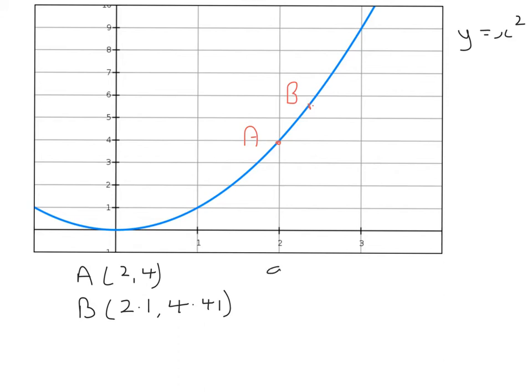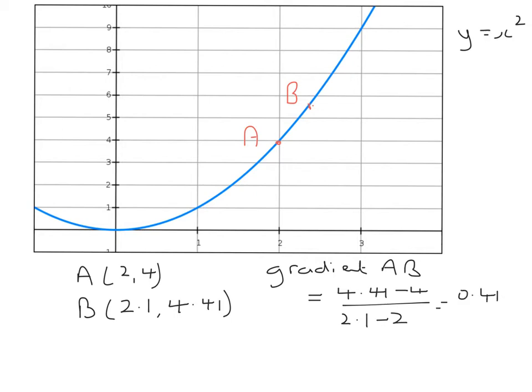So the gradient of the line AB is going to be the difference in the y numbers, that's 4.41 minus 4, divided by the difference in the x numbers, that's 2.1 minus 2. So that's 0.41 divided by 0.1, which is 4.1.